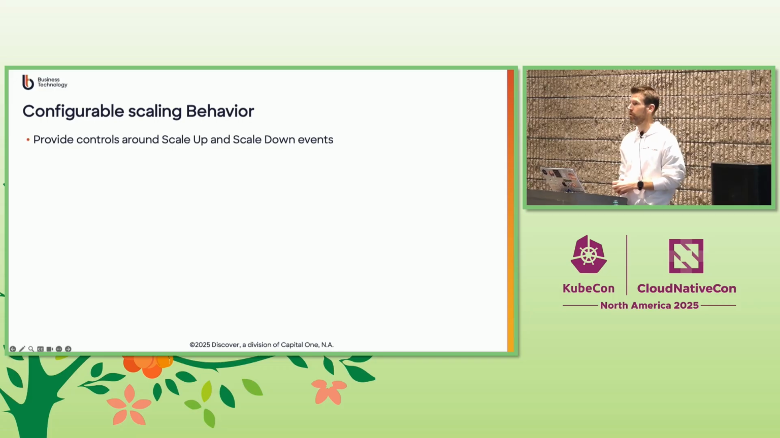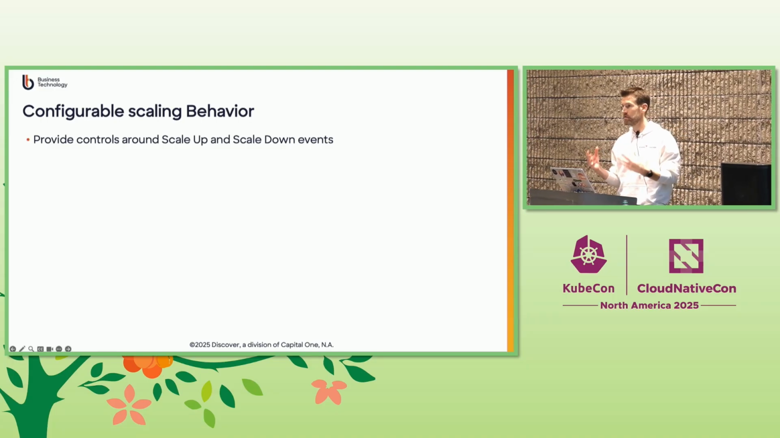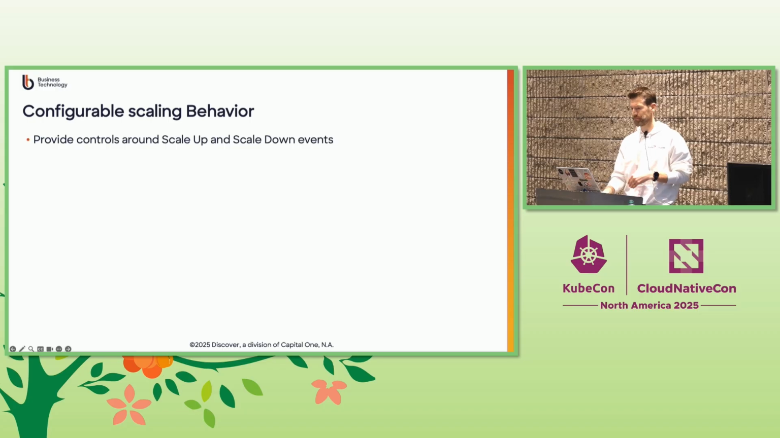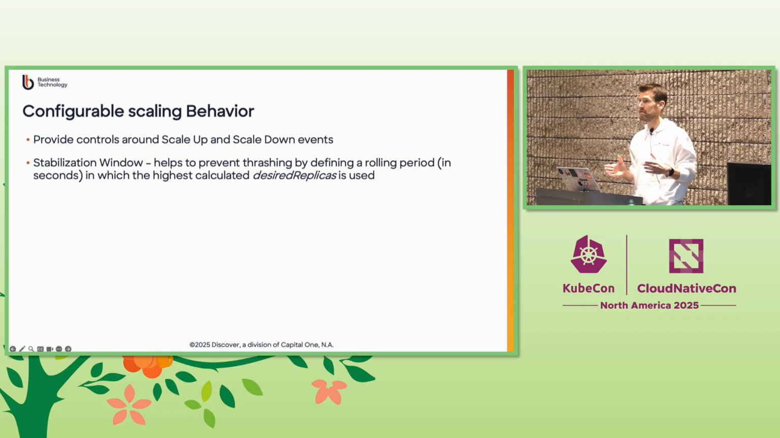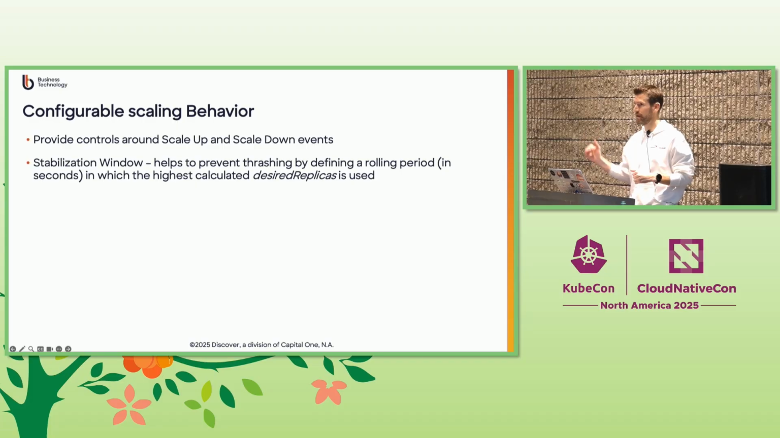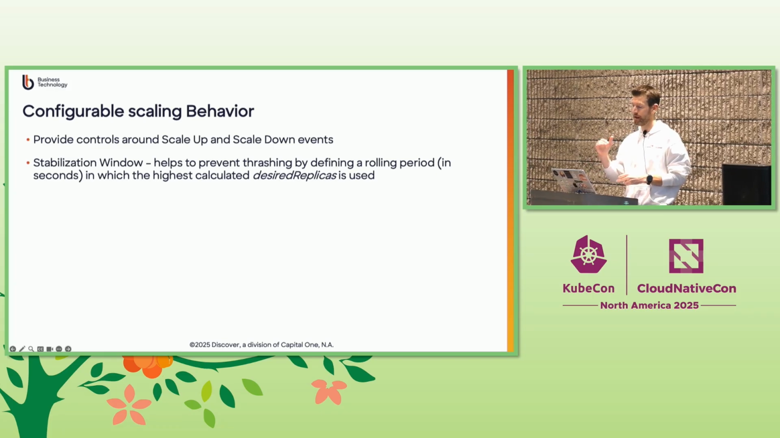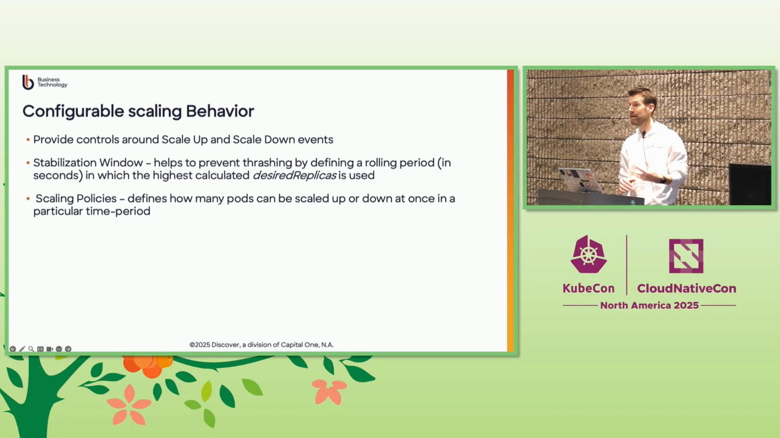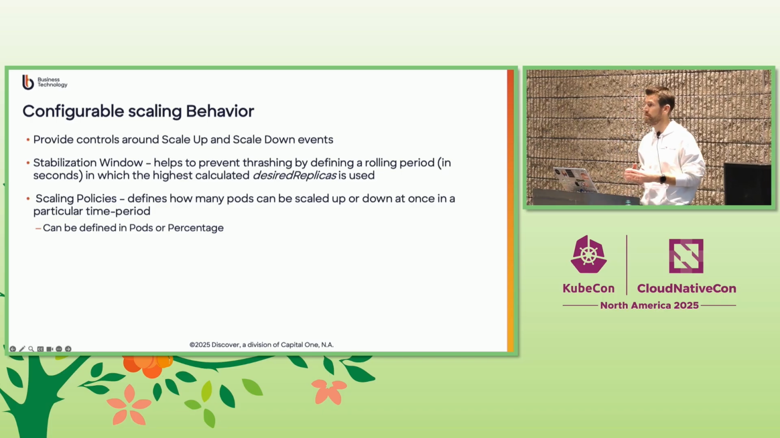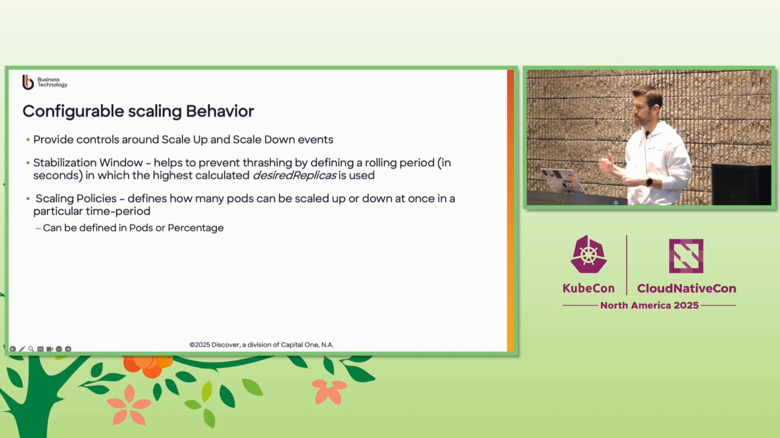Now, when it's time to perform a scaling action up or down, there's some behavior that you can configure to decide how that works. Now, there's a stabilization window to ensure that you don't necessarily thrash up and down the number of pods. So what it does is it looks at a rolling period of history, and it looks for the maximum value in that period, and then it will use that as the desired replicas. And then when it is time to actually do that scaling, you can define how many pods can go at it in a single time period. And that can either be in a raw number of pods or a percentage of the current number of pods.